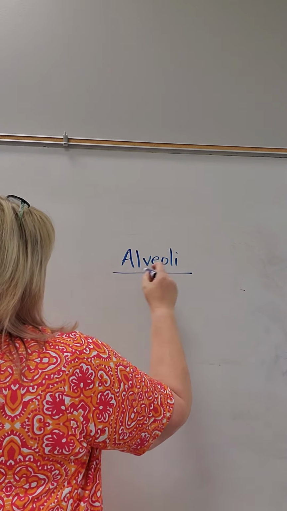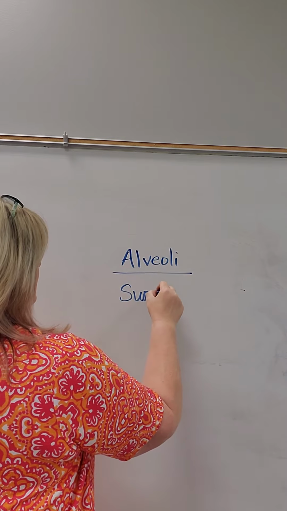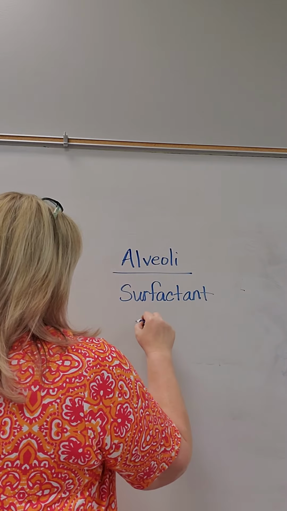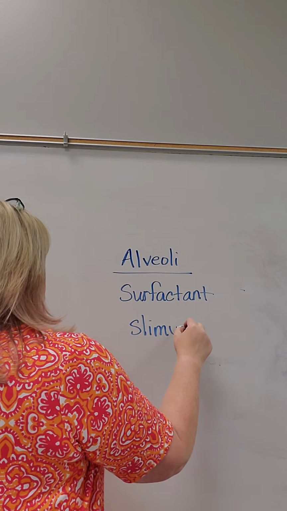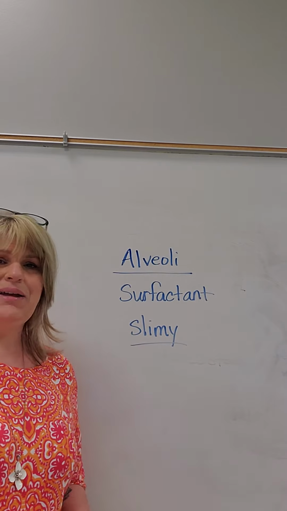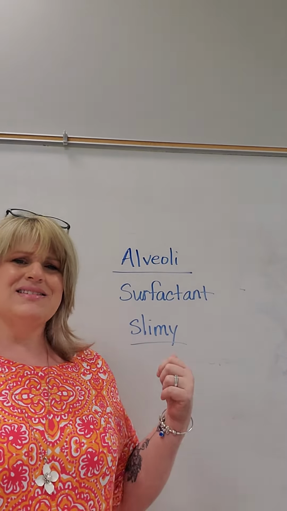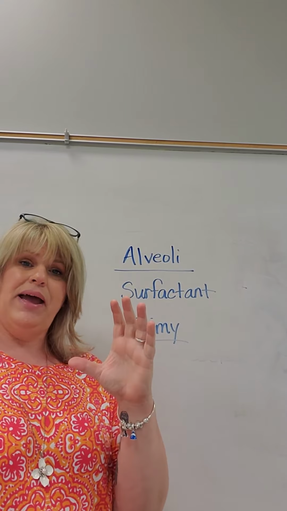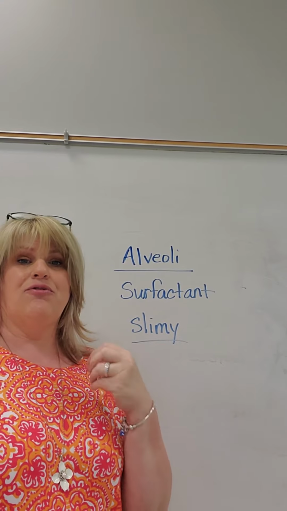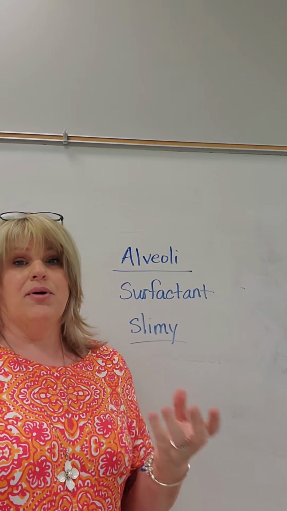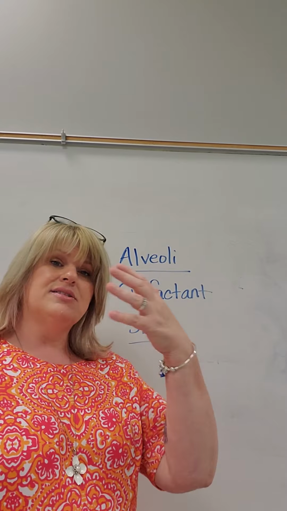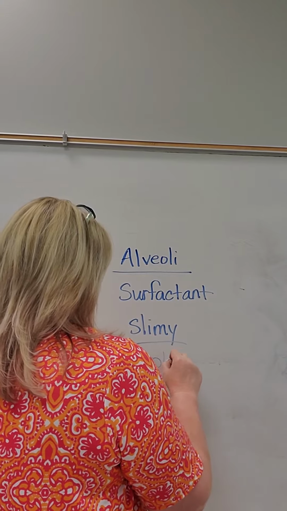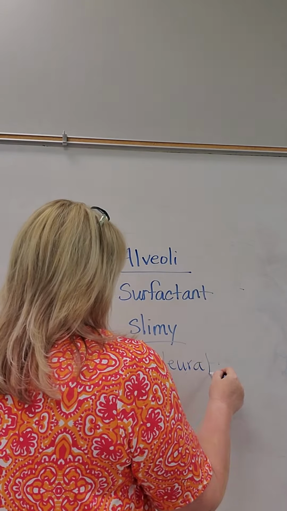Okay, they're covered with a substance called surfactant, which is slimy. Why do I need a slimy surface on my alveoli? Well, because they expand and contract, you don't want any friction there because they'll burn out. So the lungs sit in a whole container, so to speak, of pleural fluid.